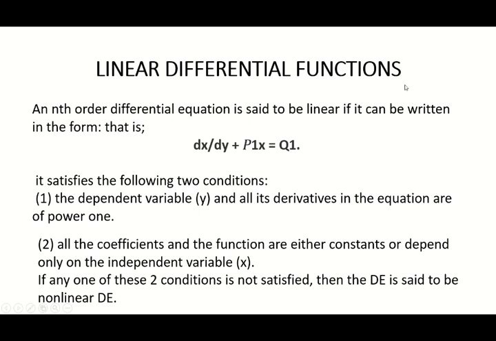Then we have linear differential equations. An nth order differential equation is said to be linear if it can be written in the form dx over dy plus p1 x equals q1. It satisfies the following two conditions. One, the dependent variable y and all its derivatives in the equation are of the power 1. Two, all the coefficients in the function are either constant or depend only on the independent variable x. If any one of these two conditions is not satisfied, then the DE is said to be a nonlinear DE.